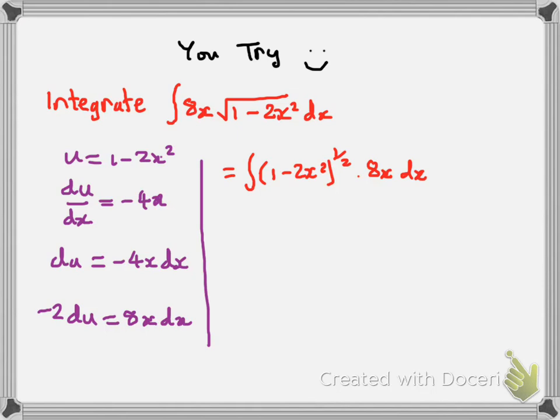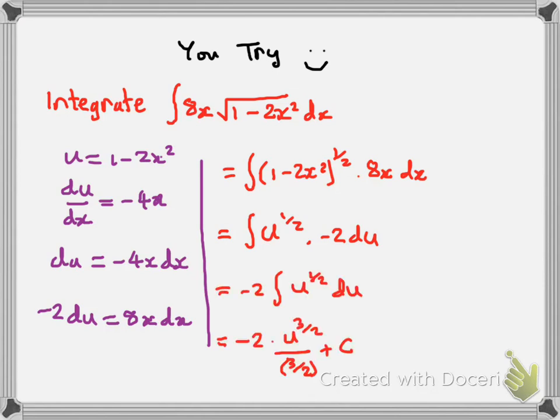So I will have a relationship written in this way, and so I have the integral of u to the power half times negative 2 du, which I can now take the integral of. It's an integral of a power. It will be u to the power 3 halves divided by 3 halves plus c, and the final result will be negative 4/3 times (1 minus 2x squared) to the power 3 halves plus c. So I hope you got that one correct.